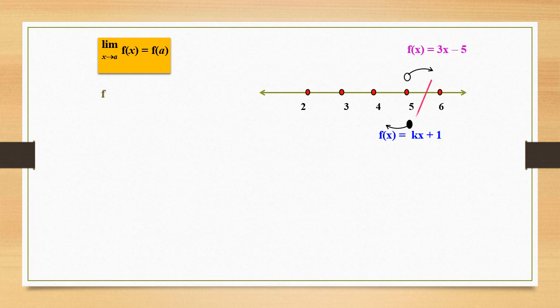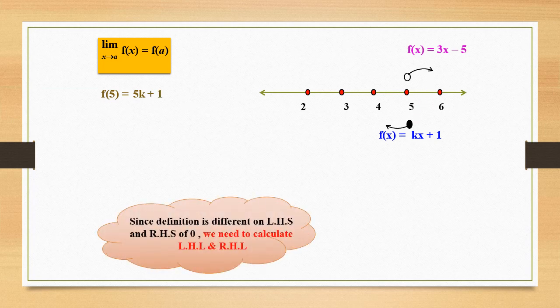So again we will first calculate the value of the function at 5, which will be equal to kx plus 1. So replace x with 5, we get 5k plus 1. Next we will calculate the LHL. LHL is equal to limit of f of x as x tends to 5 minus, which is kx plus 1. On substituting the value of the limit, we get 5k plus 1.